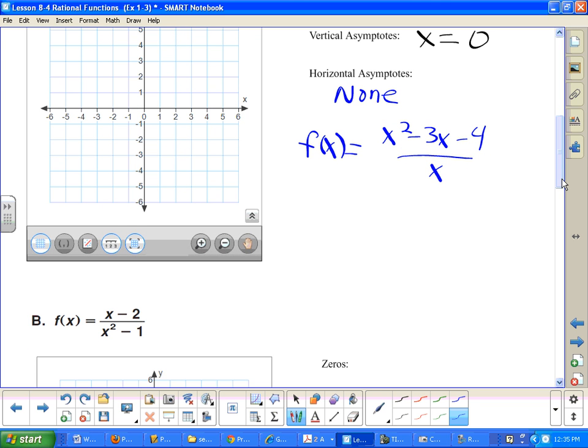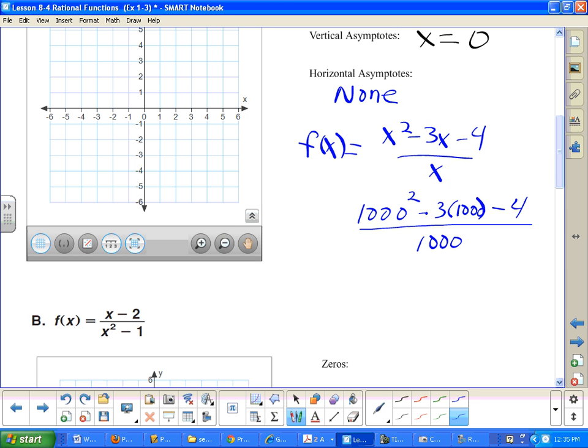So if we talk about really, really large values of x, like 1,000, if I put 1,000 in there for x, I would have 1,000 squared minus 3 times 1,000 minus 4 over 1,000. So think about this for a second. How much does that minus 4 affect the relationship there when we're talking about really, really big numbers, in this case?